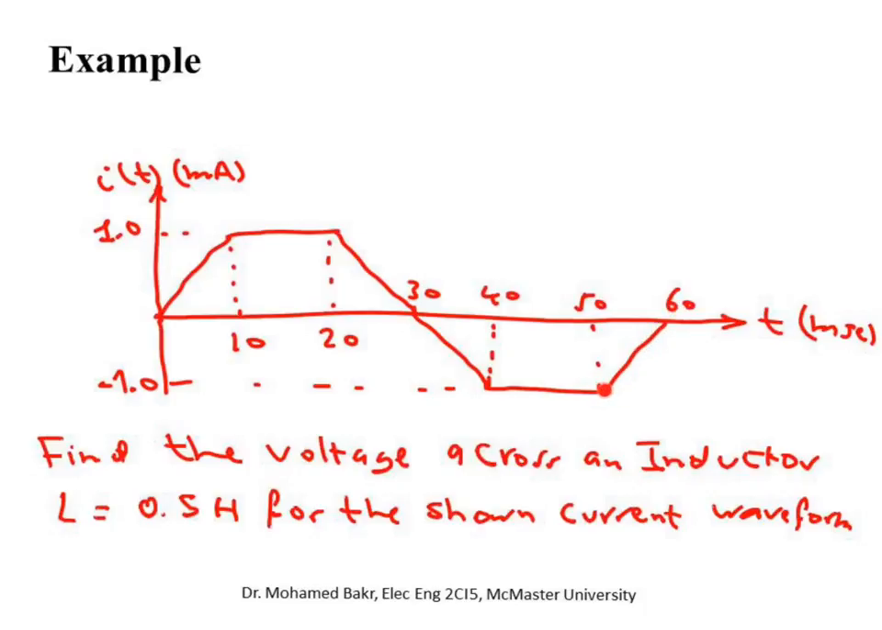So the slope here is positive, and it's equal to 1 divided by 10, so it's 0.1. So remember the slope, which is di by dt, here is 0.1, it is 0, it is minus 0.1, it is 0, it's 0.1. We're going to use this in order to calculate the corresponding voltage for this waveform.